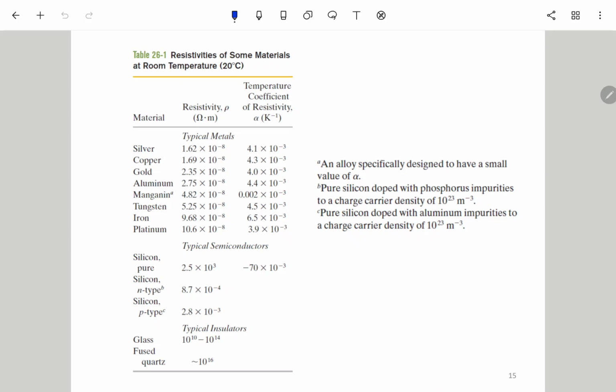Okay, so here we have a table showing the resistivity of some materials at room temperature, around 20 degrees Celsius, or almost 300 Kelvin.